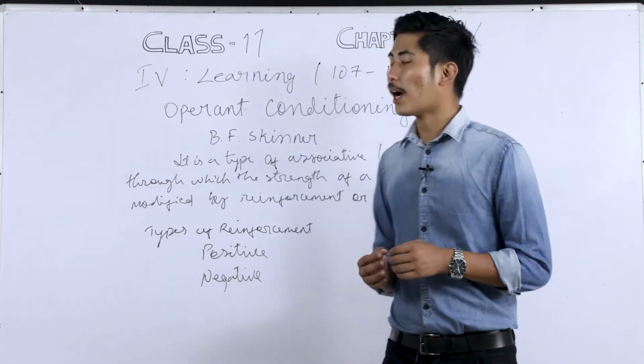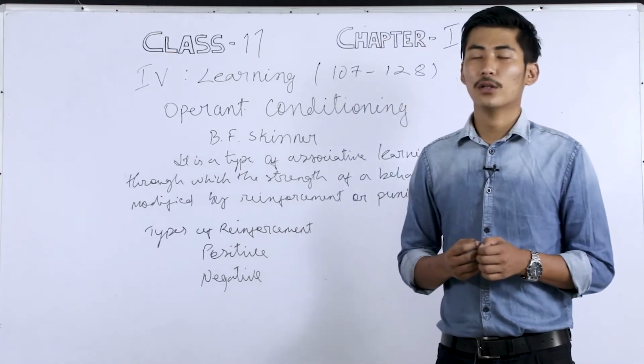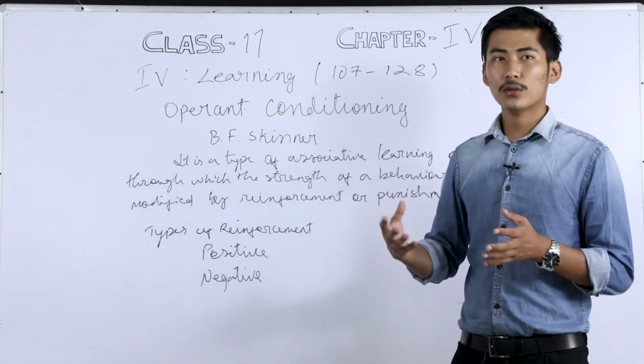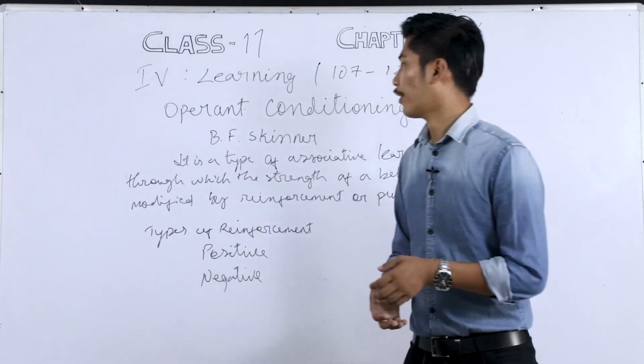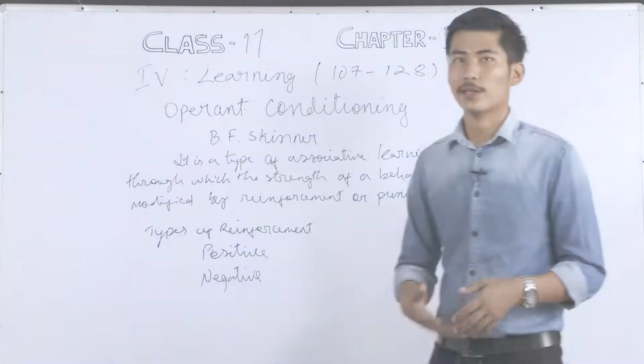So those are the two forms of operant conditioning that B.F. Skinner gave: reinforcement and punishment.